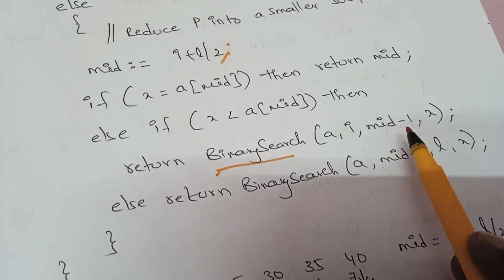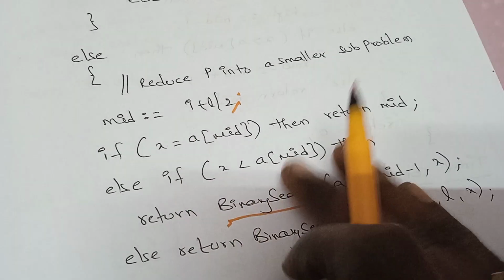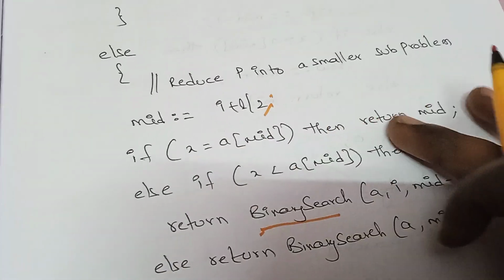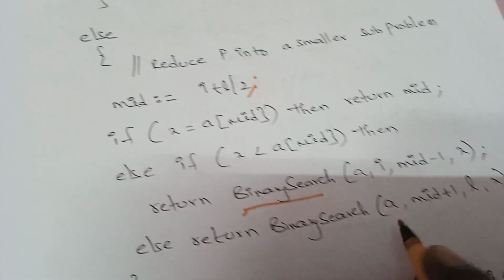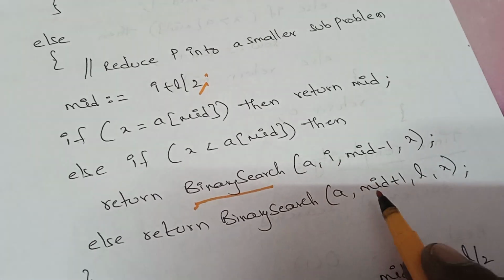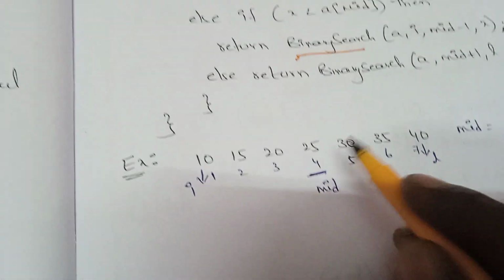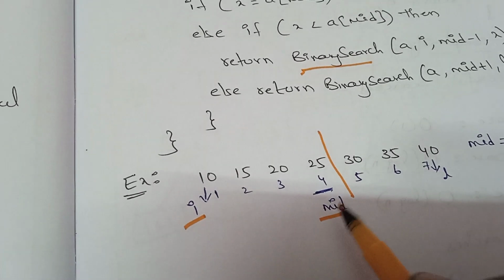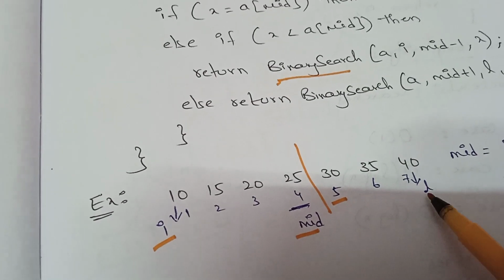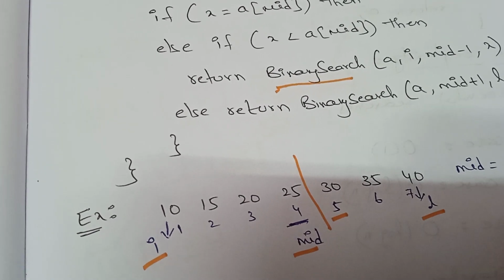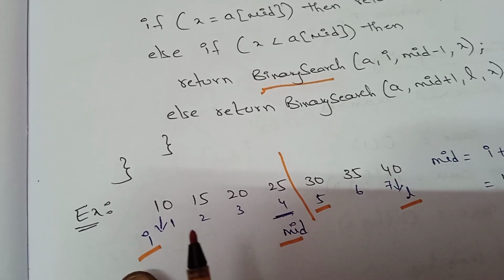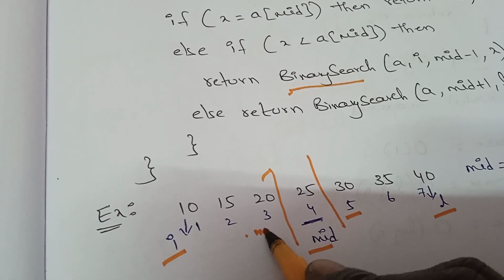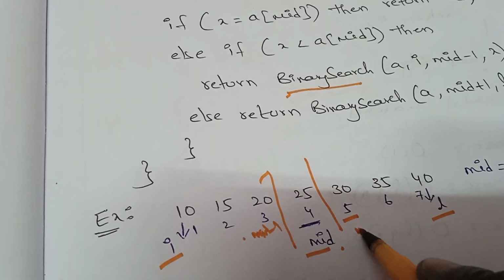Whichever split you are performing, we divide the whole array into two parts. One part is A of I to mid minus 1, the other part is mid plus 1 to L. So up to here it will be treated as one set. That means I to the middle element is one set, and middle plus 1 to L is another set. Are you understanding? Sorry, up to here it is mid minus 1, and this one is middle plus 1.